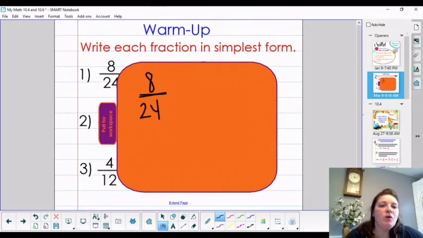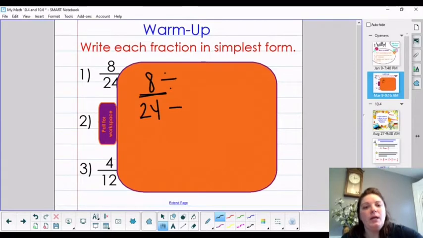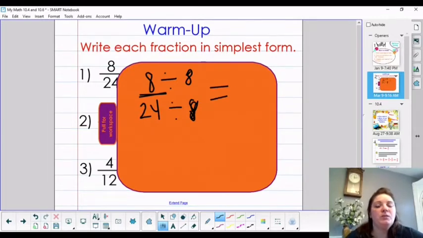So what I'm thinking of are, what times tables give me an 8 and a 24? Well, I know I can divide them both by 2. I can divide 8 and 24 both by 4, but I can also divide 8 and 24 by 8. 8 is the greatest of the times tables where I can find an 8 and a 24. So if I divide them both by 8, that's the GCF, and that will give me simplest form.